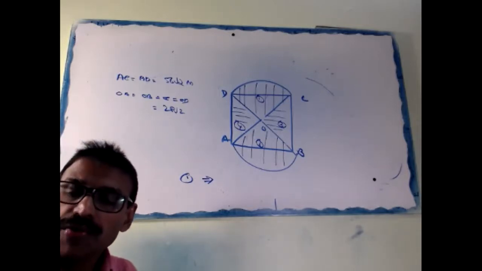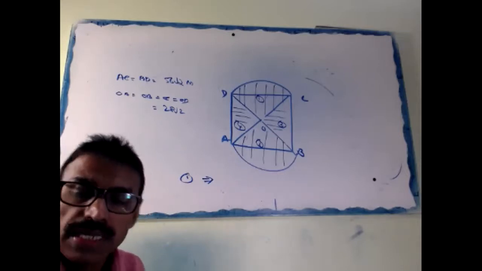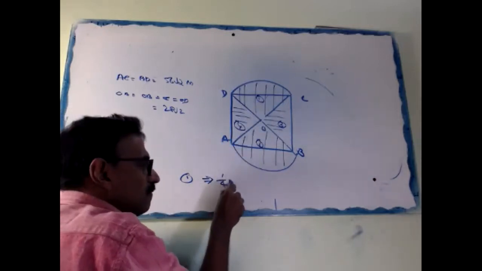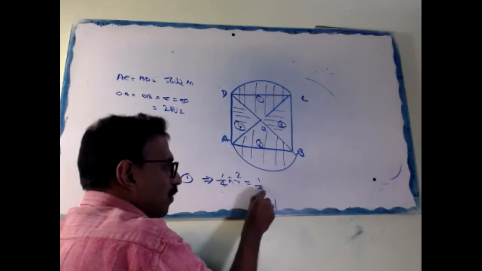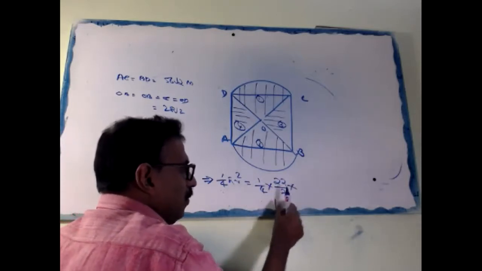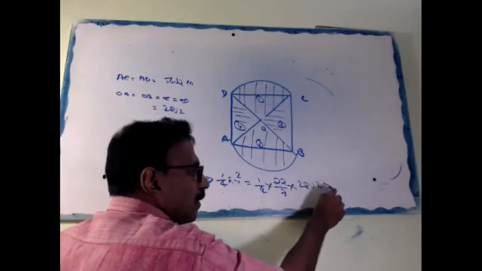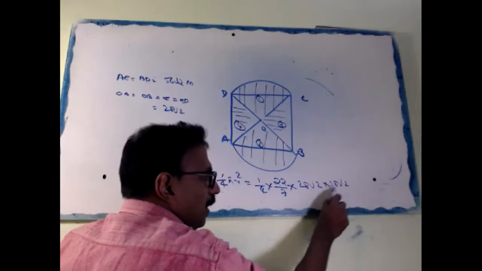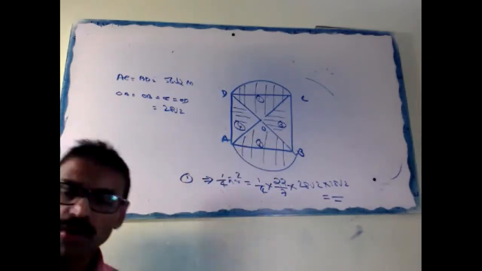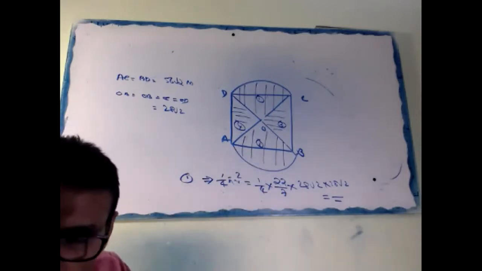Okay, the area of it is 1 by 4 pi r square, correct or no? 1 by 4 pi r square, because this angle is 90 degrees. So 1 by 4 into 22 by 7 into r, which is 28 root 2, into 28 root 2. You find that out. Similarly, the area of 2 is the same, correct or no? So 1 and 2 are finished.